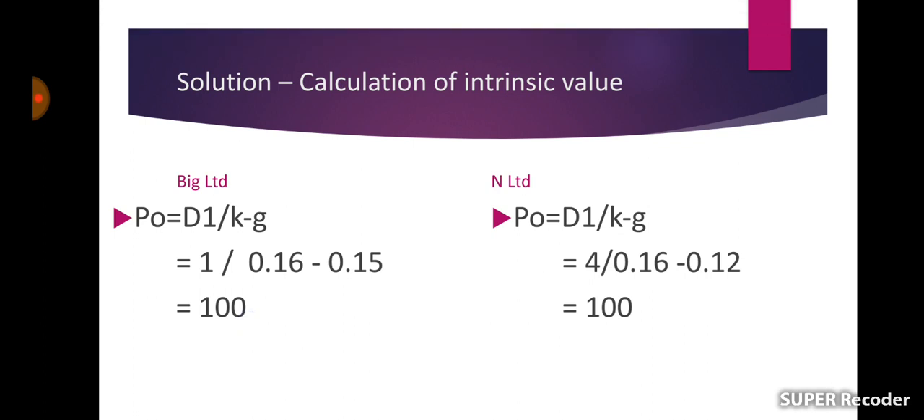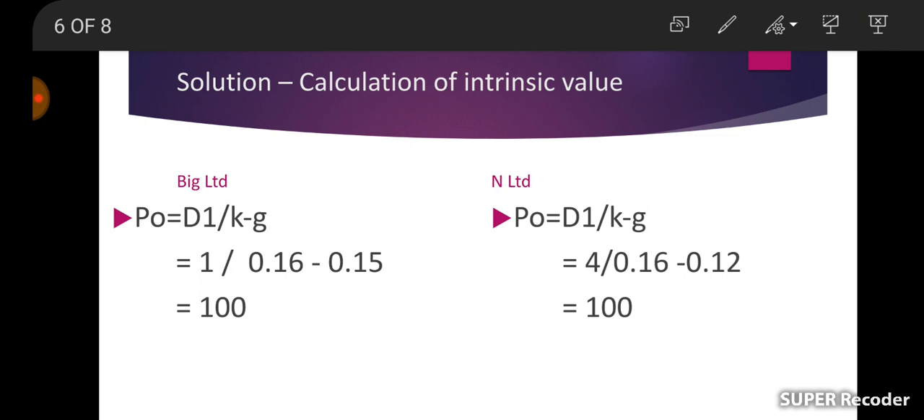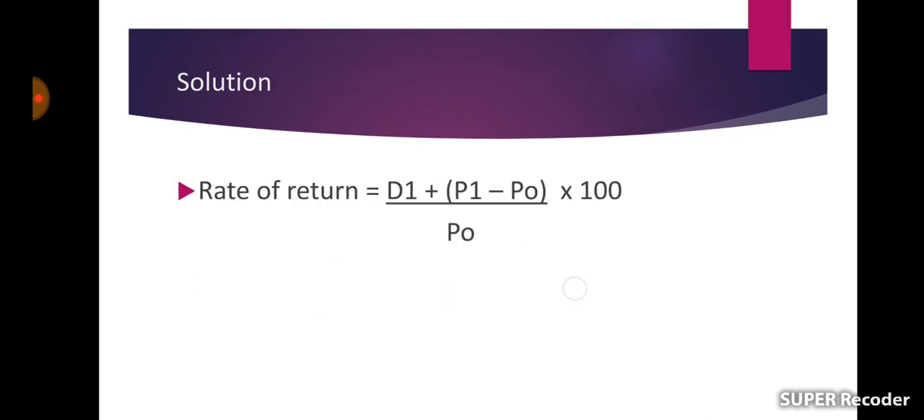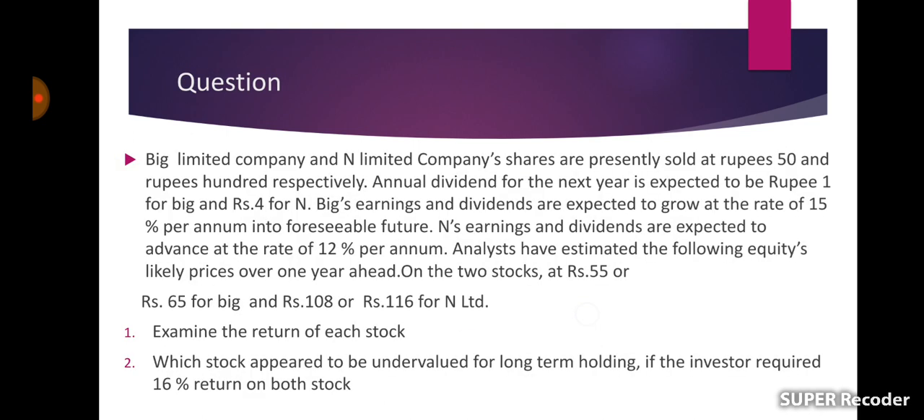Likewise we can calculate the intrinsic value of N Limited also. Here the dividend is 4 rupees, K is equal to 16%, growth rate is 12%. So 4 / (0.16 - 0.12), then we will get 100 as the intrinsic value of N Limited also. And the current market price, or market value, of Big Limited is 50 as per our question, and the market value of N Limited is rupees 100.